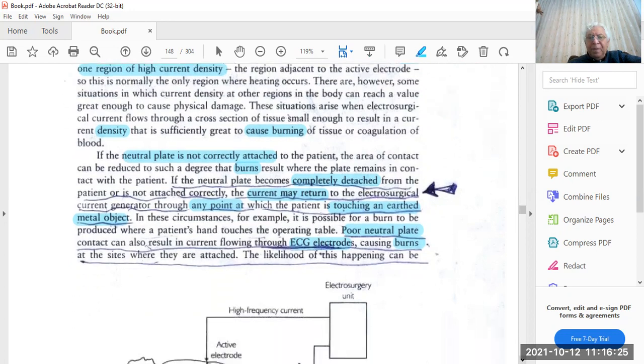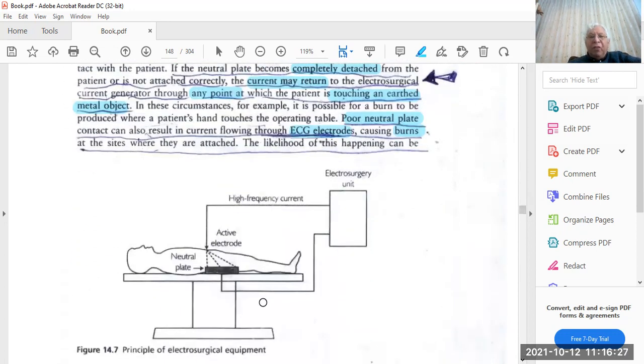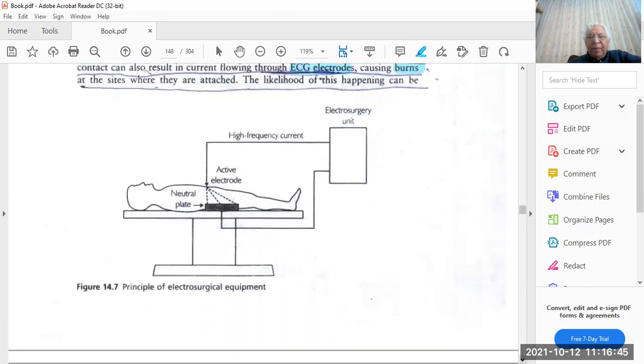And here's the figure showing the electric equipment and the neutral plate, and how the current is dispersed all over a large area, and the current must go from the active electrode back to the electrosurgical unit.